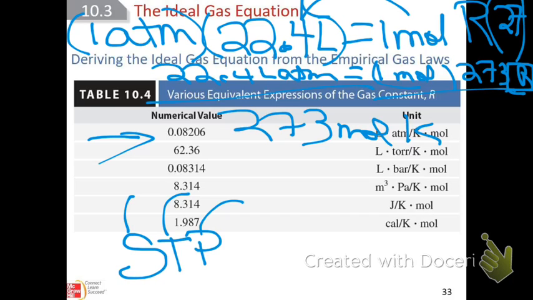And indeed, that's exactly what I got. 0.082. I actually got 0.082056. So that's what you're going to have to do. Okay?